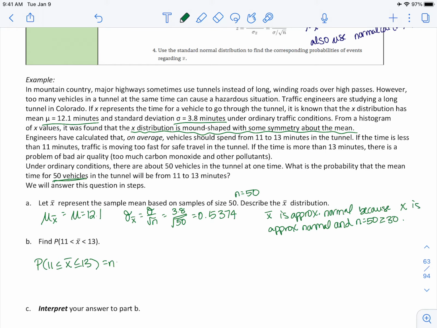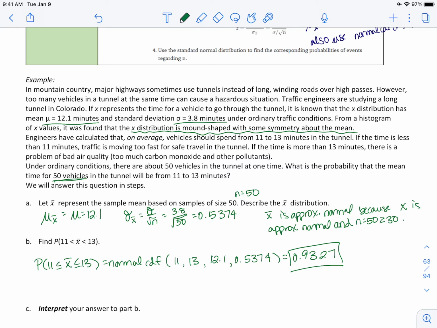And so this is going to be normal CDF, lower bound is 11, upper bound is 13, mean is 12.1, standard deviation is 0.5374. And so when we calculate this, we get 0.9327.